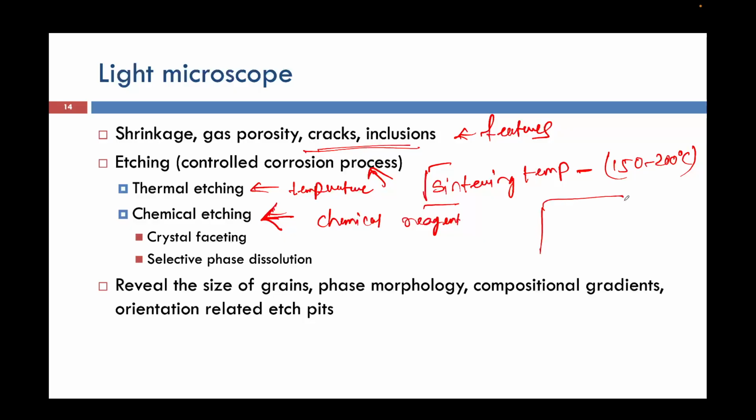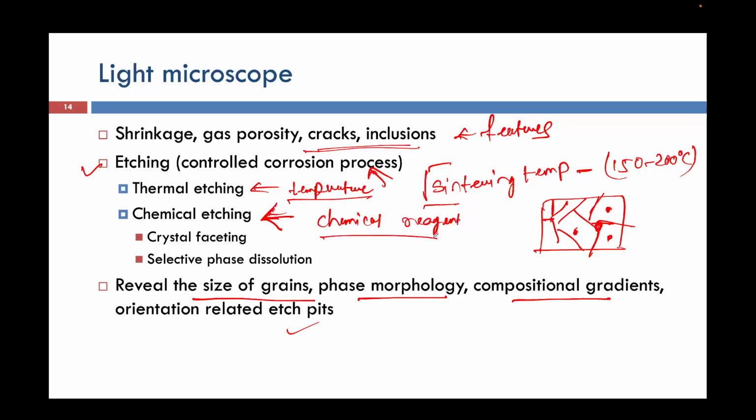And due to that, let's say your material is like that, and your grains are something like this, and inside the grains some porosity is there, some crack is there. All these things you will be able to see. Until and unless you do the etching, you will not get good microscopic images. So it is always recommended to go for etching before you put any sample under the microscope. What does etching do? It reveals the size of the grains, phase morphology, compositional gradients, and other orientation-related features, right? So one is temperature, another one is chemical agent. This is what is known as the light microscope.